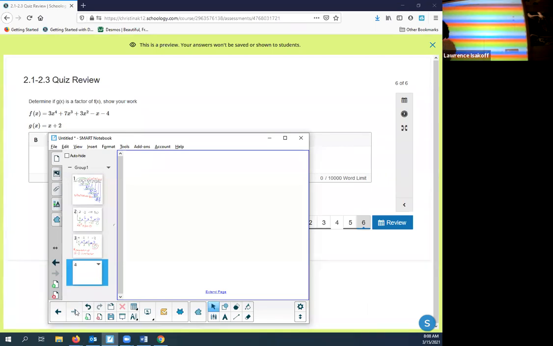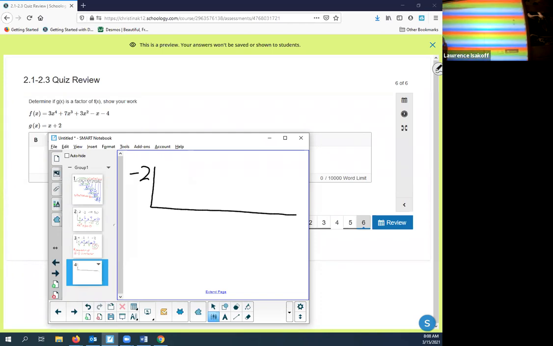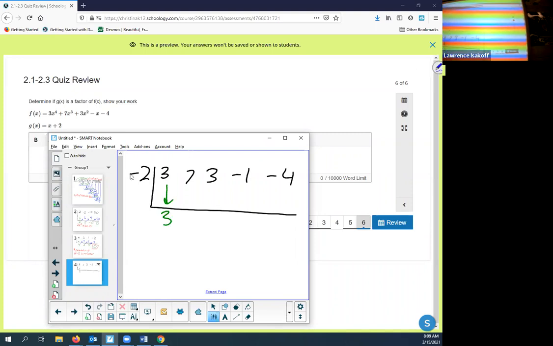Okay, so this says x plus 2 is what we're checking to see if it's a factor. So that's going to be a minus 2. You always want to do the opposite there. Then 3x to the 4, 7x cubed, 3x squared, negative 1x, and minus 4. So bring down the 3. Negative 2 times 3 is going to give me negative 6. 7 minus 6 is 1.